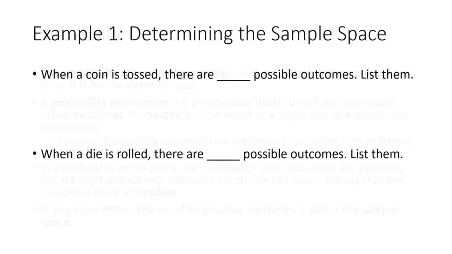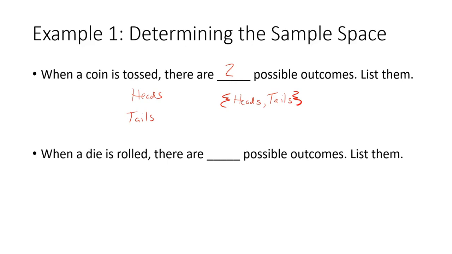So when you toss a coin, there are a total of two possible outcomes. You can have heads, or you can have tails. This is your sample space for when you flip a coin. When we write a sample space, we write it as a set of numbers or a set of values, so with brackets and commas separating them. But this is our sample space for flipping a coin.